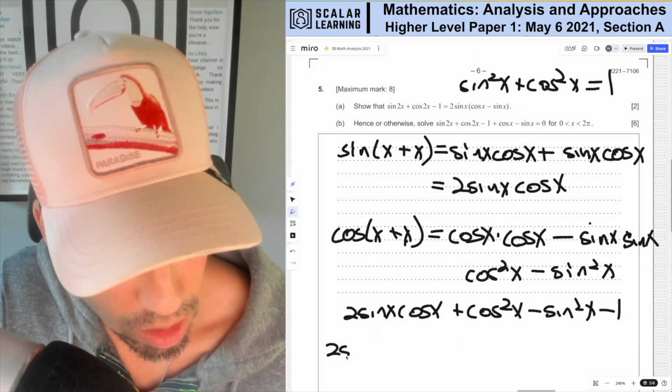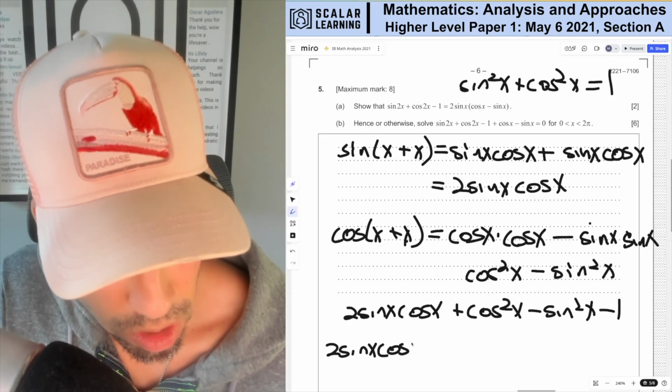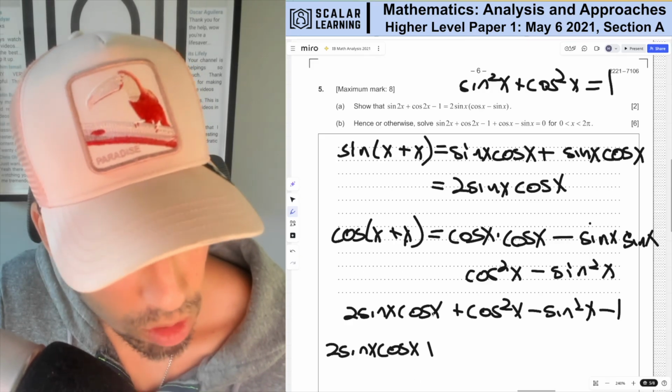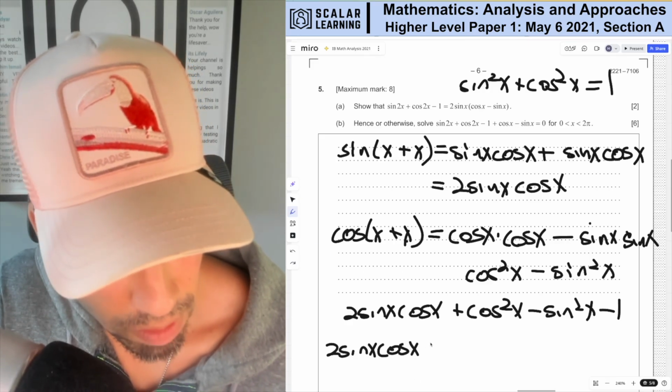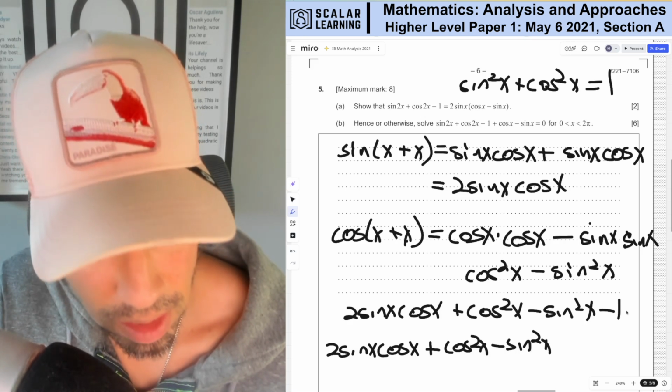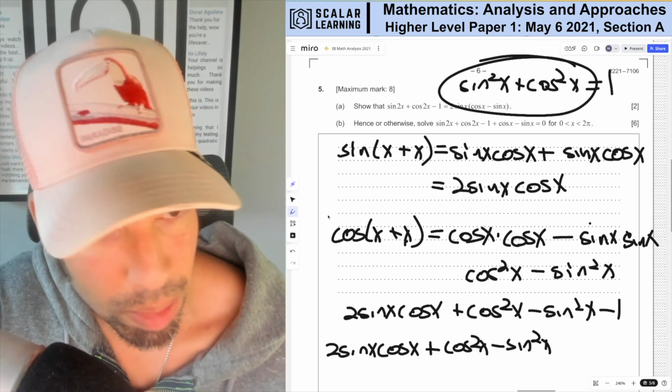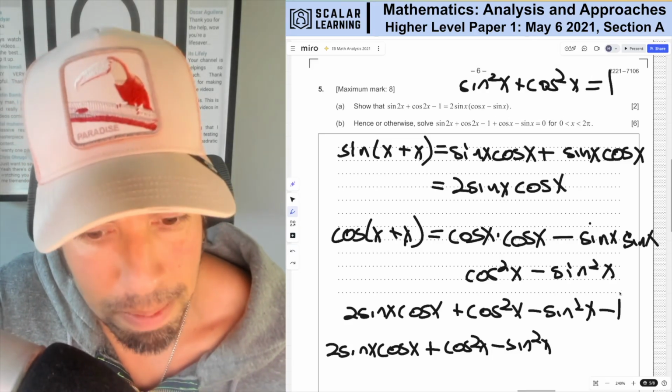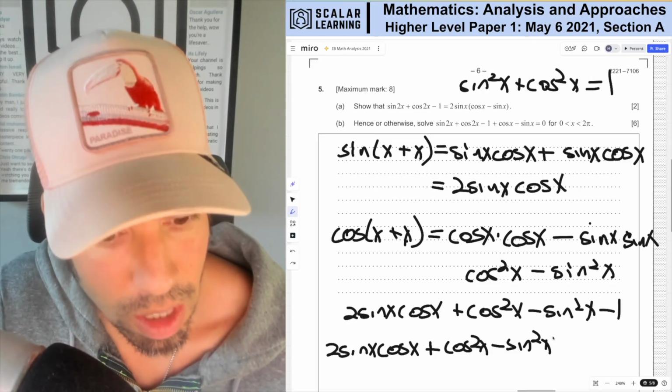So we're going to write this out again. 2 sine of x cosine of x. Sorry, my thing is glitching a little bit. Cosine of x plus cosine squared x minus sine squared x. And then minus, instead of 1, I'm going to plug this in. I'm going to go ahead and distribute that minus to both of these pieces just to save a little time.